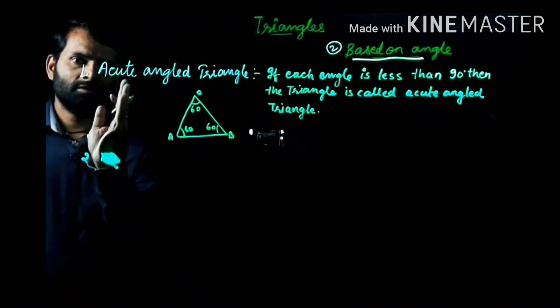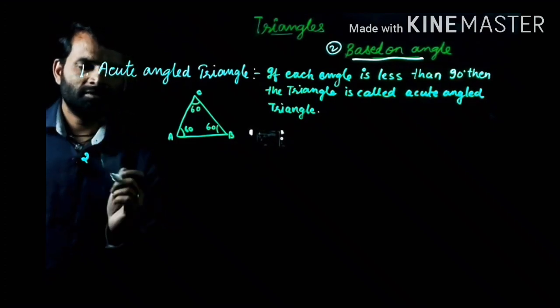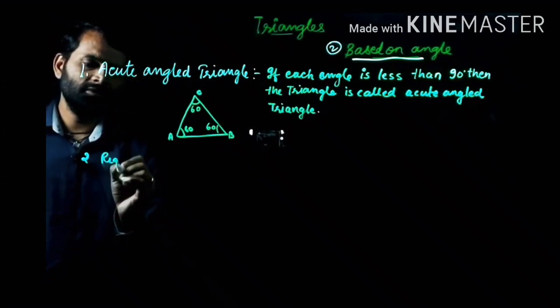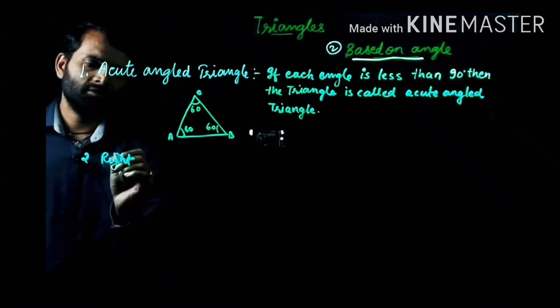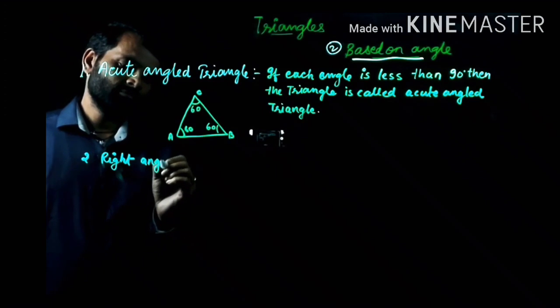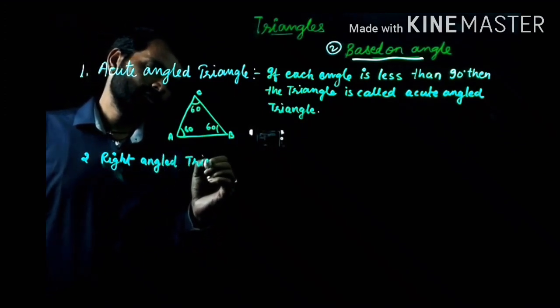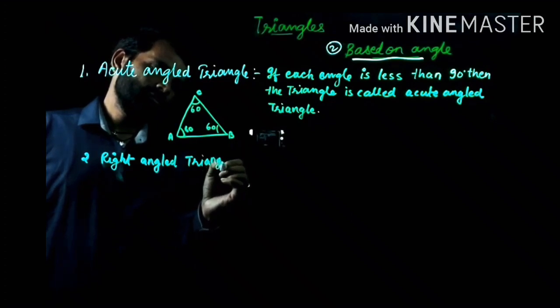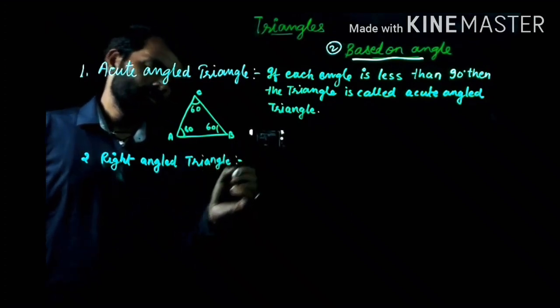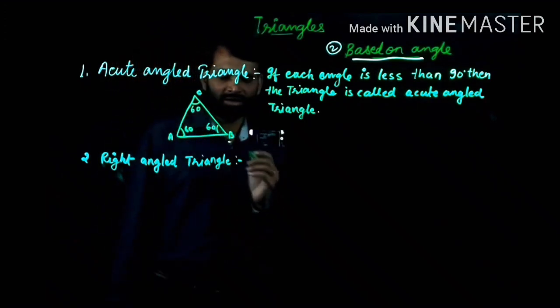Second is a... which type of? Right angle. Right angle triangle. Okay, this is the name of the right angle triangle. It means the one angle.